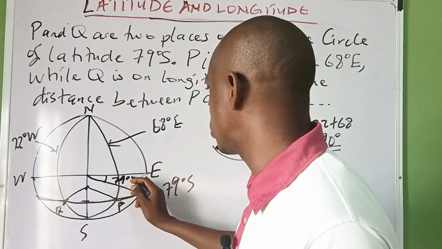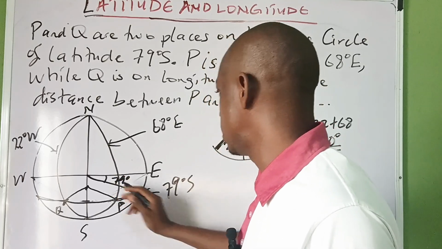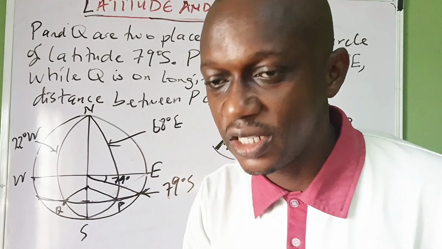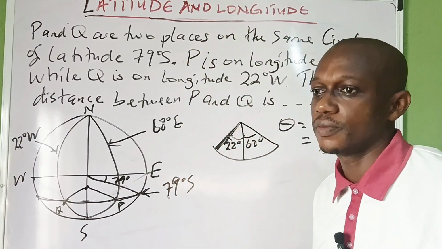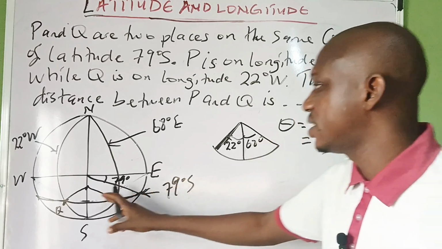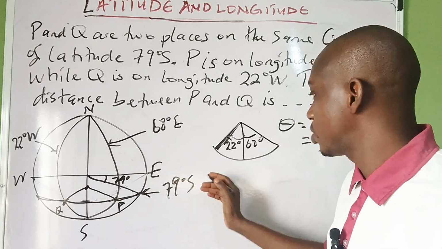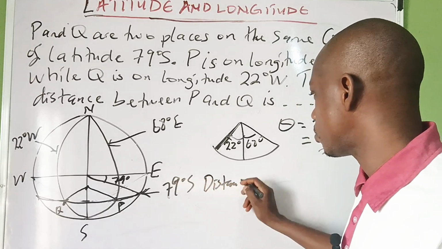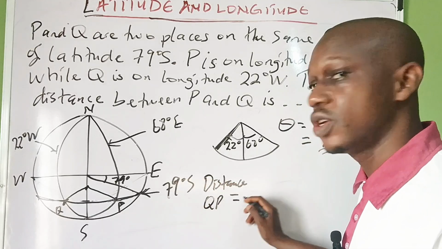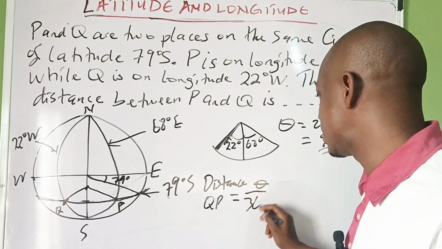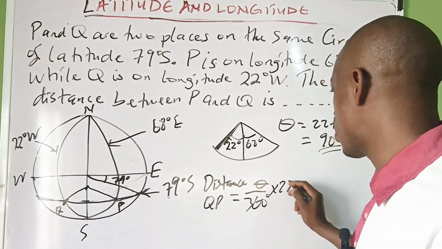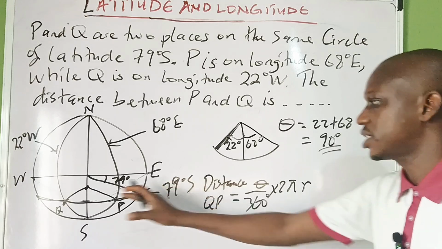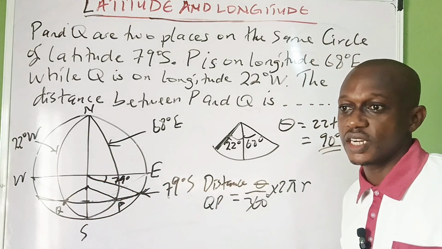So I call this one dagger. Instead of theta, this one is theta. I call this the dagger. Now, there is something I did not mention before, and I have to mention it now. If you want to calculate the distance in this one, it is a small circle. So the distance QP will be equal to theta over 360 degrees times 2 pi, instead of big R, it will now be small r, because it's a small circle, not a great circle.